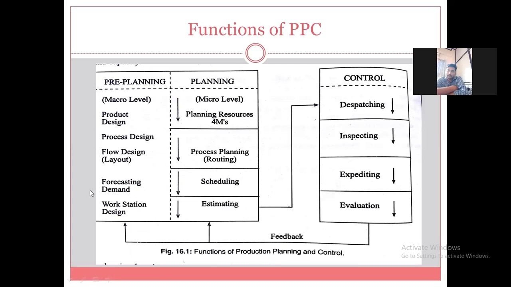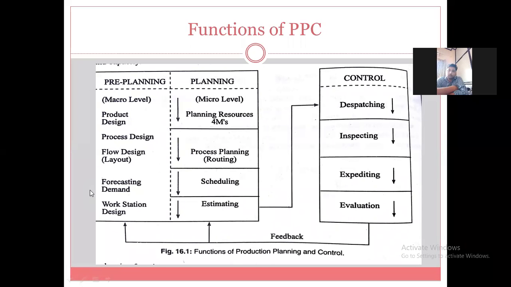And the next step is estimating. In estimating, we are estimating the time required, or the standard time, to perform the task on a specific machine. The data related to that we have also discussed, and the write-up part is also covered. Then the next part, functions of a PPC, is controlling. The controlling will start with dispatching, then afterward inspection, expediting, and evaluation.